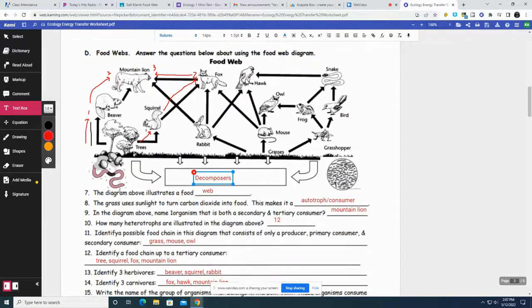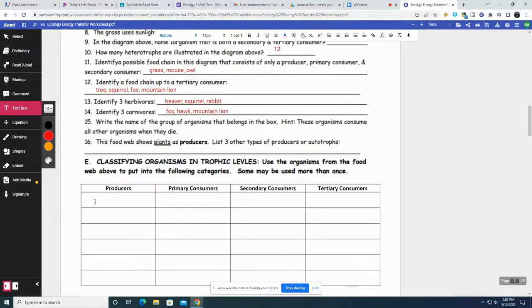All right, who are my producers? Grass and trees. Don't need to use all the boxes. Makes it a lot easier.